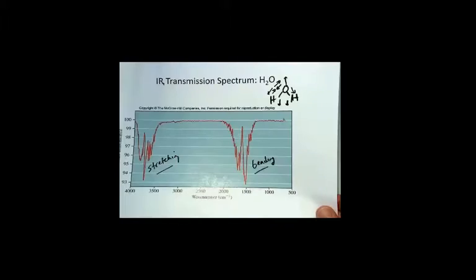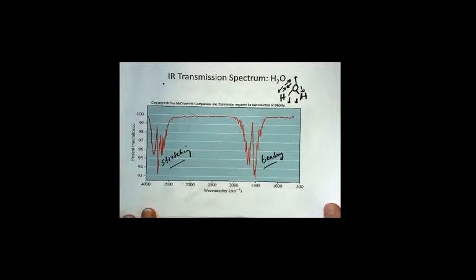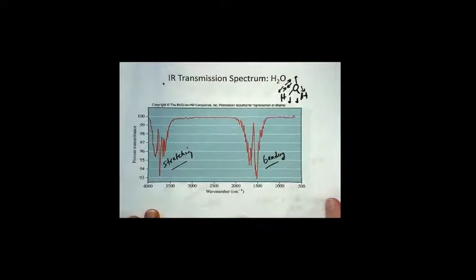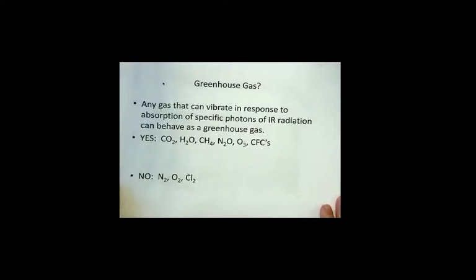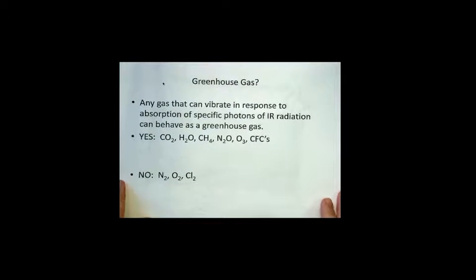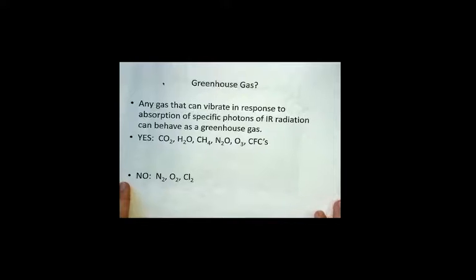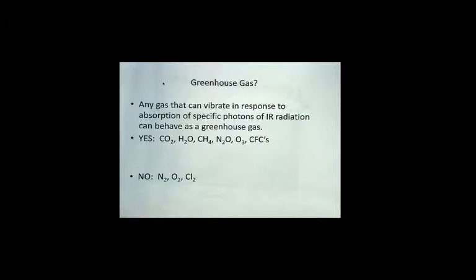They're not exactly the same because each molecule is going to have its own unique spectrum based on the shape and the type of the atoms in that molecule. So each molecule will have its own unique spectrum. It's like the fingerprint of the molecule. All right, so now I think we can answer, what is a greenhouse gas? A greenhouse gas is any gas that can vibrate in response to the absorption of specific photons of infrared radiation.